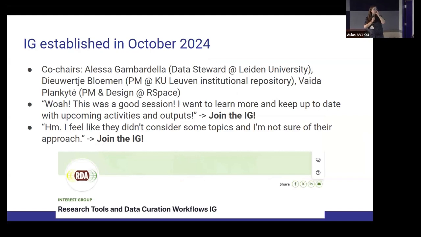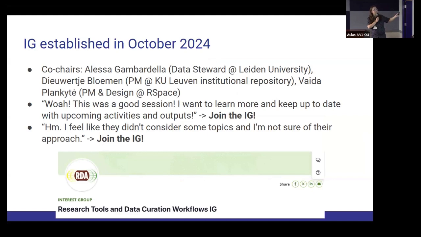So the IG was established in October 2024, which was very recent. That was just last month. The co-chairs are Alessa Gambardella, who has a role as the data steward at Leiden, Stuart Shiblumen, who is a PM at KU Leuven at the institutional repository, and then me, who's based in Edinburgh. So you can see there's a European contingent for now. We'd really be interested in hearing more from other people in different parts of the world.